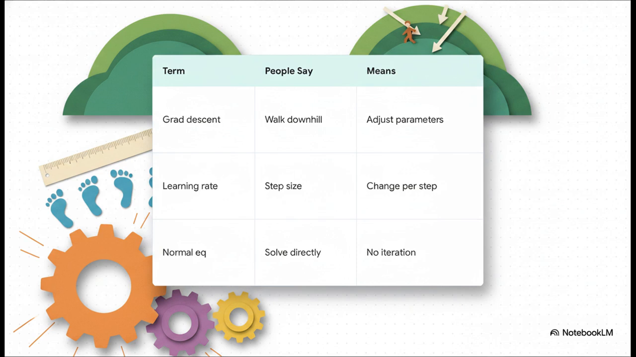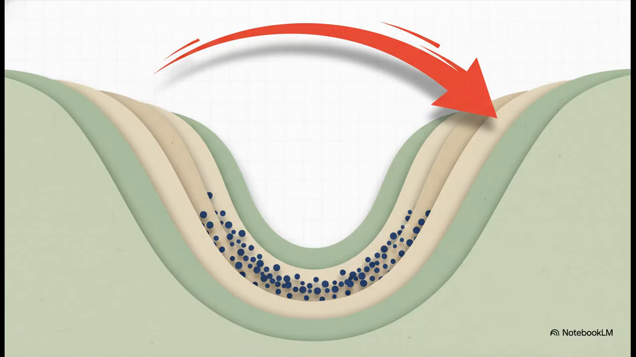Step size? That's your learning rate, a scalar controlling how aggressively those parameters change per step. And solve it directly refers to the normal equation, working its magic to give you a closed-form solution without a single iteration. Let's zero in on that learning rate for a second, because getting it right requires a really delicate balance. See, the gradients tell us which direction to move, but the learning rate dictates exactly how far to step.